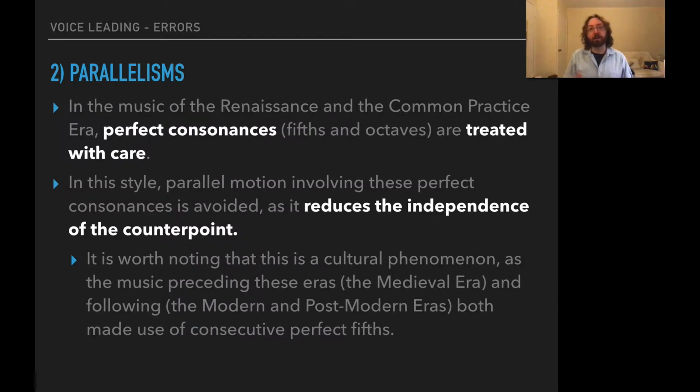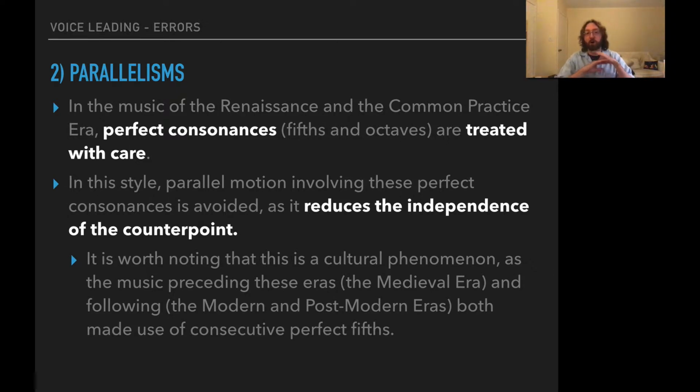Now let's talk about parallelisms, which are frequently spoken about when we're talking about voice leading errors. So in the music of the Renaissance and the Common Practice era, perfect consonances, particularly unisons, fifths, and octaves, were treated with care when they occurred near each other. In this style, parallel motion involving these perfect consonances is avoided, as the feeling was it reduced the independence of the counterpoint. Now, it's worth noting that this is a cultural phenomenon.